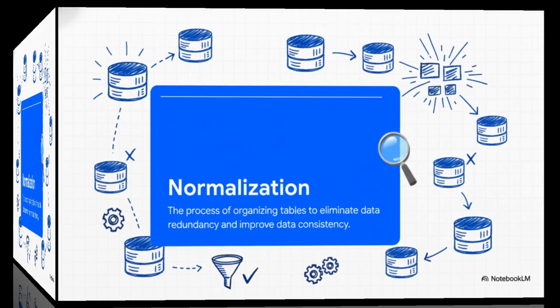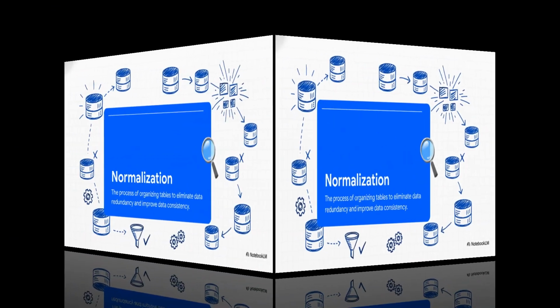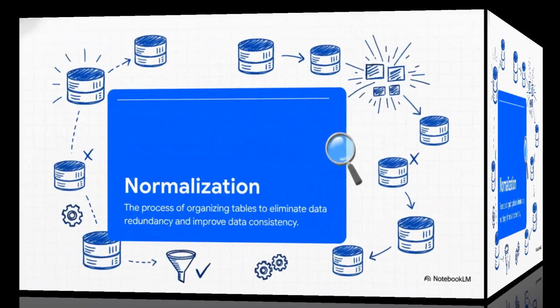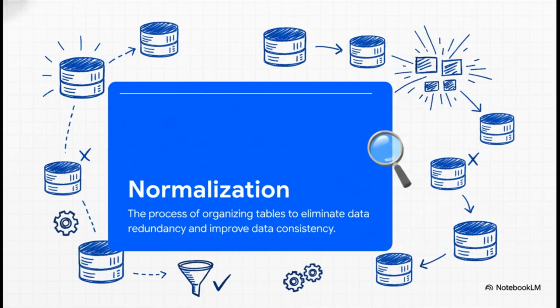But how do you keep that database from becoming a digital junk drawer? Well, there's a key process for that, and it's called normalization. Think of it as the ultimate tidying up method for your data. It's all about strategically breaking down giant, messy tables into smaller, cleaner, and much more logical ones to cut down on repeated info and just keep things solid.